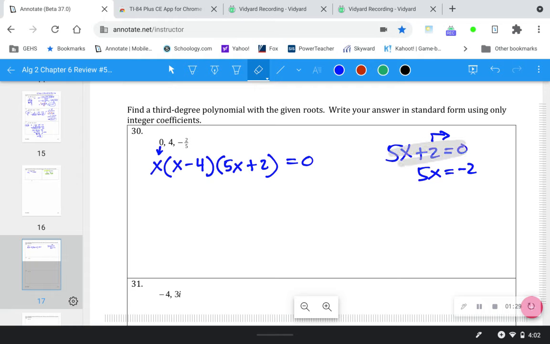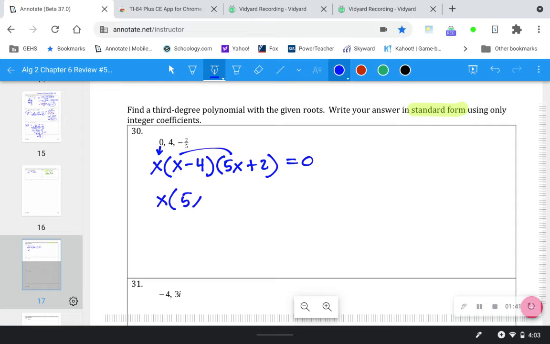All right, so that is the answer, but unfortunately they want the answer in standard form, so we have to multiply this all out. I'll start by foiling the back part of it, 5x squared, and then I'll combine 2x with minus 20x, and last times last here is minus 8, and distribute the x all the way down to get your final answer here.